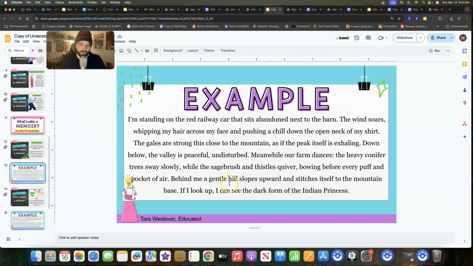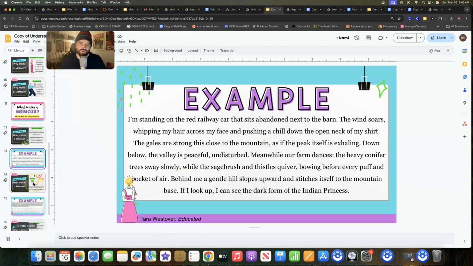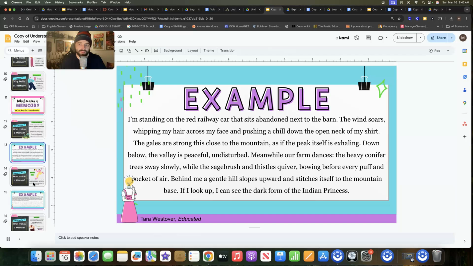So here's just an example from Tara Westover's Educated. I'm standing on the red railway car that sits abandoned next to the barn. The wind soars, whipping my hair across my face and pushing a chill down the open neck of my shirt. The gales are strong this close to the mountain, as if the peak itself is exhaling. Down below, the valley is peaceful, undisturbed. Meanwhile, our farm dances. The heavy conifer trees sway slowly, while the sagebrush and thistles quiver, bowing before every puff and pocket of air. Behind me, a gentle hill slopes upward and stitches itself in the mountain base. If I look up, I can see the dark form of the Indian princess.